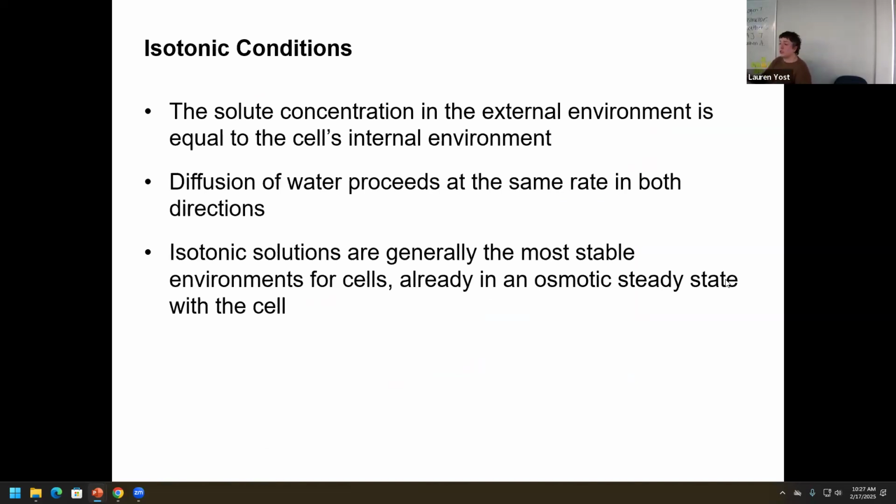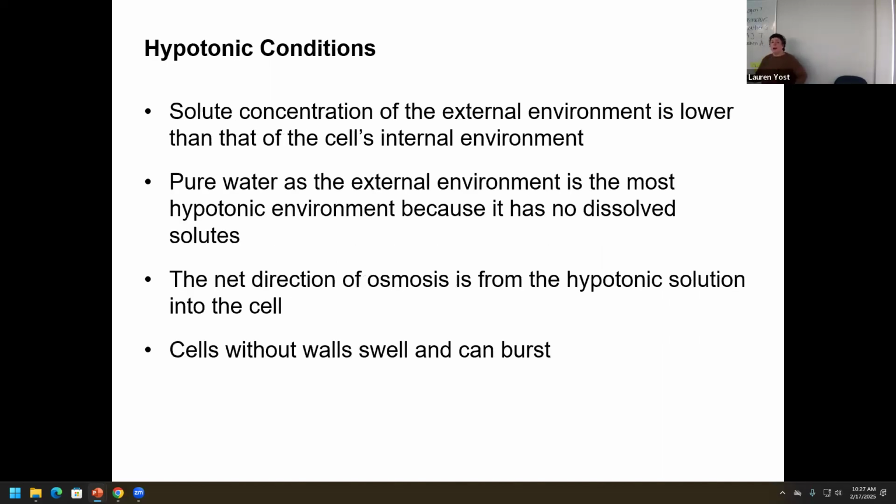In isotonic conditions, the salt and the water are the same on both sides. So the water concentration, how many water molecules there are inside versus outside, is the same. Isotonic: iso means basically equilibrium. In hypotonic conditions, hypotonic refers to what's outside of our cells typically.